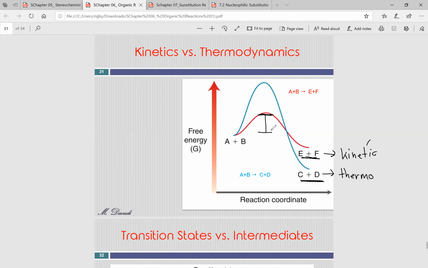In our class here, at least in Orgo 1, we don't talk about many reactions that can form both a kinetic and a thermodynamic product. It's just important to be able to tell these two apart if given an energy graph like this. In Orgo 2, you'll be talking a lot more about different kinetic and thermodynamic products.